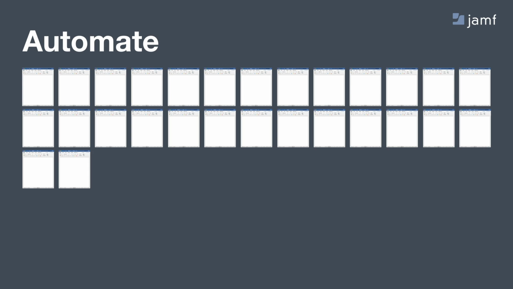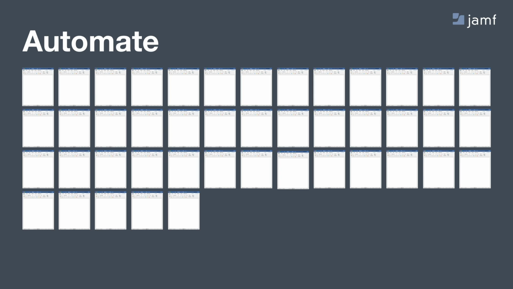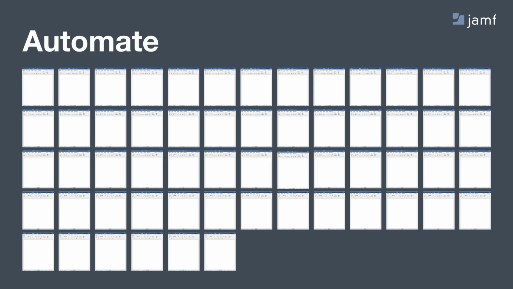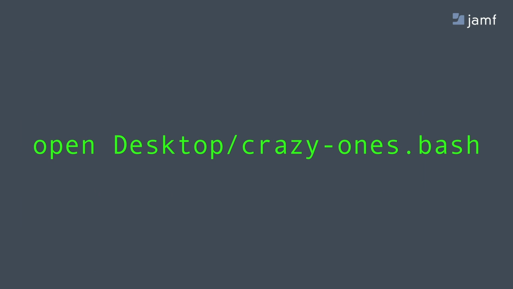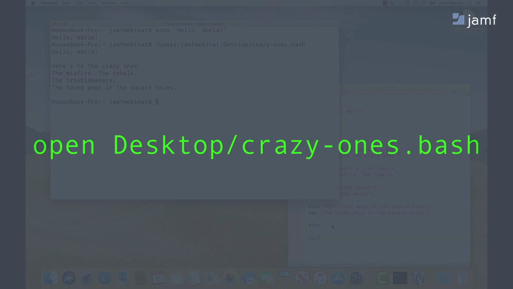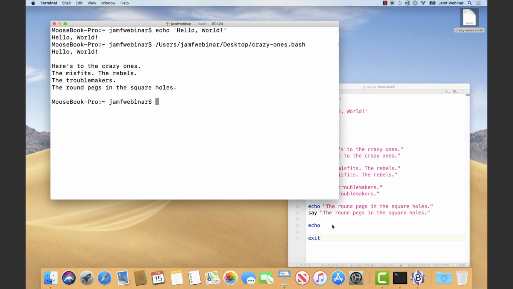All right, do you see where I'm going with this? How about 80 computers? Most of you probably have far more than that. With a simple one-line command, open, along with Jamf Pro, we can automate opening that file on dozens, hundreds, or thousands of Macs. Here's what that looks like when we run the open command in Terminal.